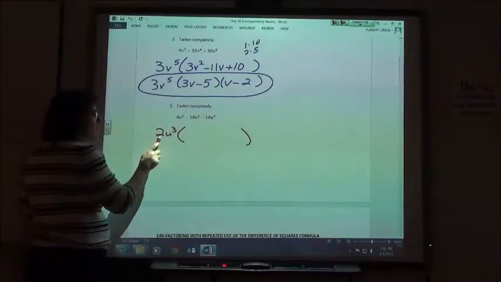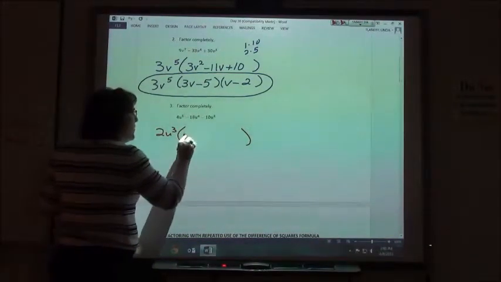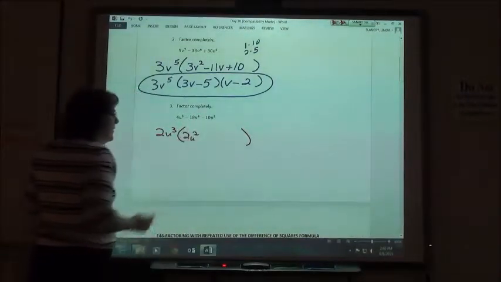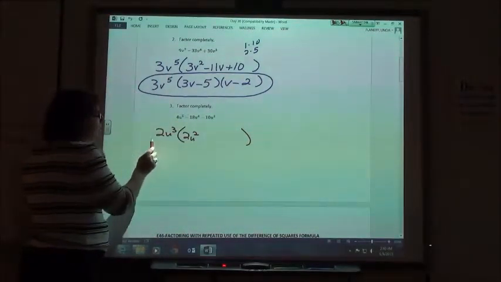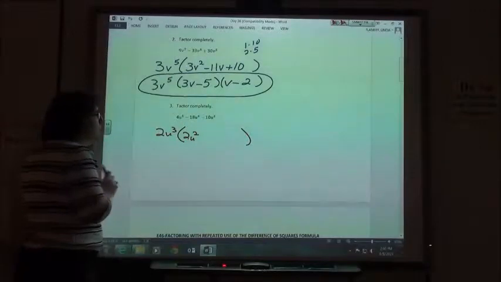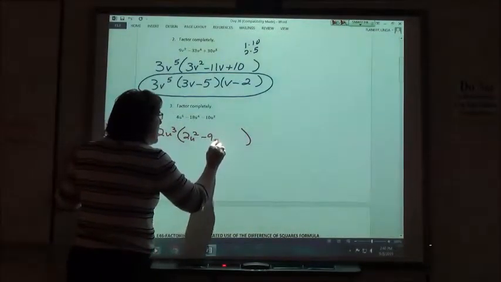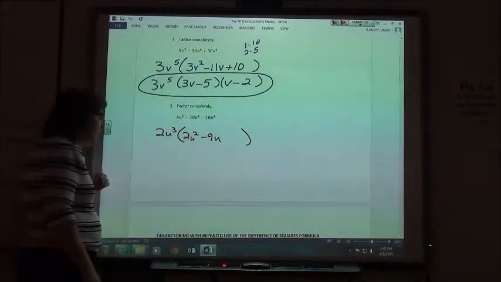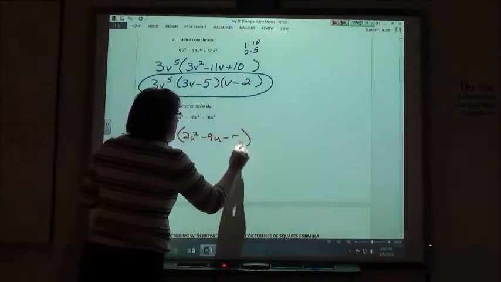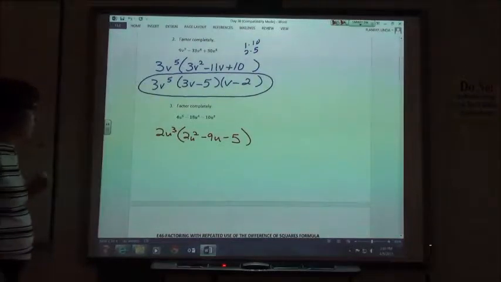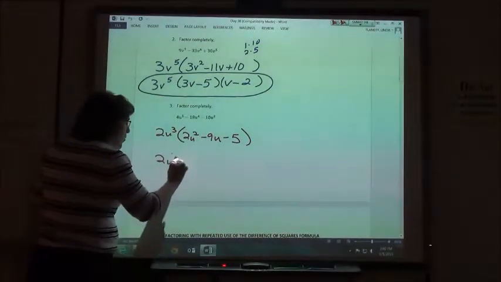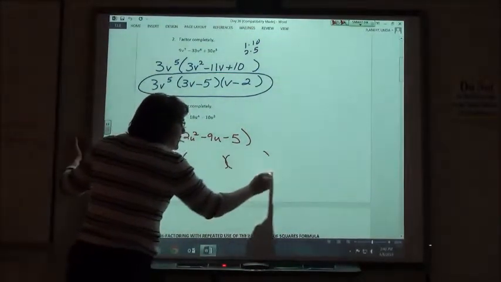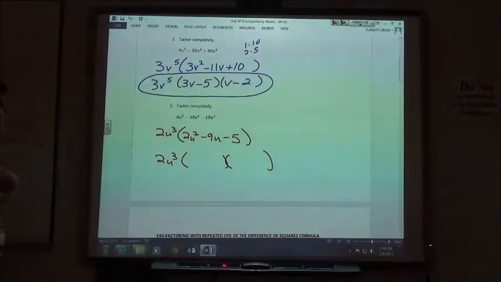4u to the 5th divided by 2u to the 3rd would be 2u to the 2nd. Minus 18u to the 4th divided by 2u to the 3rd is minus 9u. And negative 10u to the 3rd divided by 2u to the 3rd is minus 5. So again, we want to try to factor it again. Sometimes it won't. Most of the time it will.